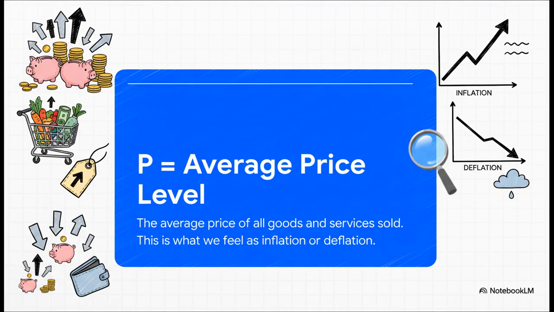Then we get to P for the price level. This is the one we all feel in our day-to-day lives, right? It's the average price of everything being sold, from your morning chai to a brand new car. When P goes up, that's inflation. Your money buys less. When it goes down, that's deflation. Ultimately, this is the thing we're trying to figure out.